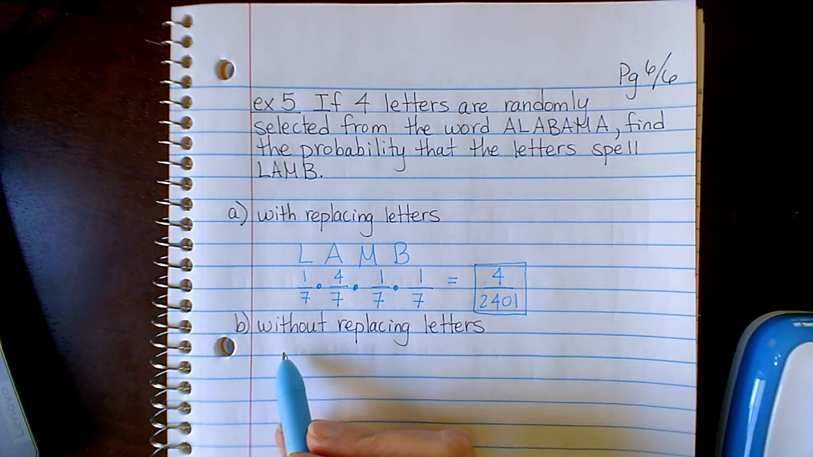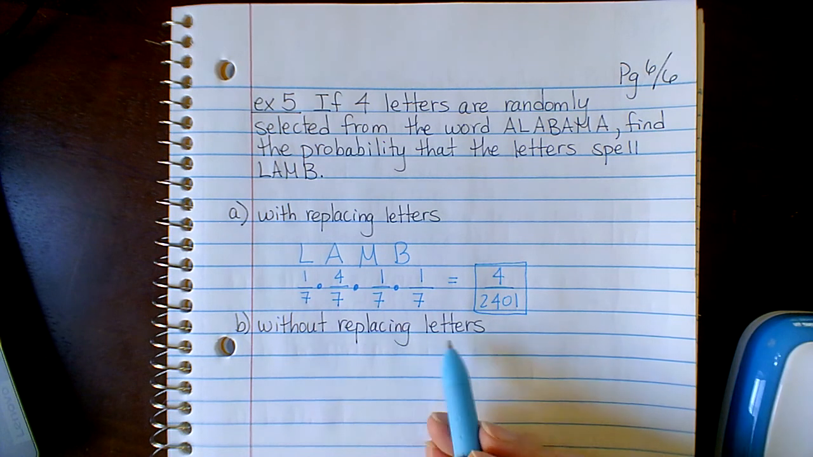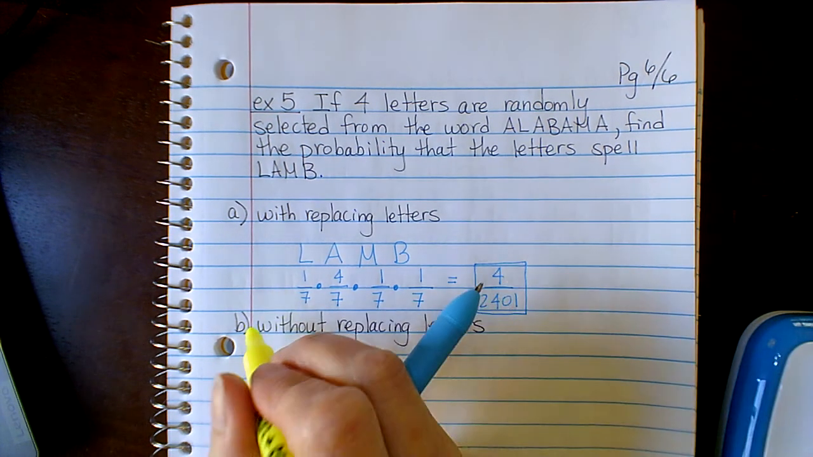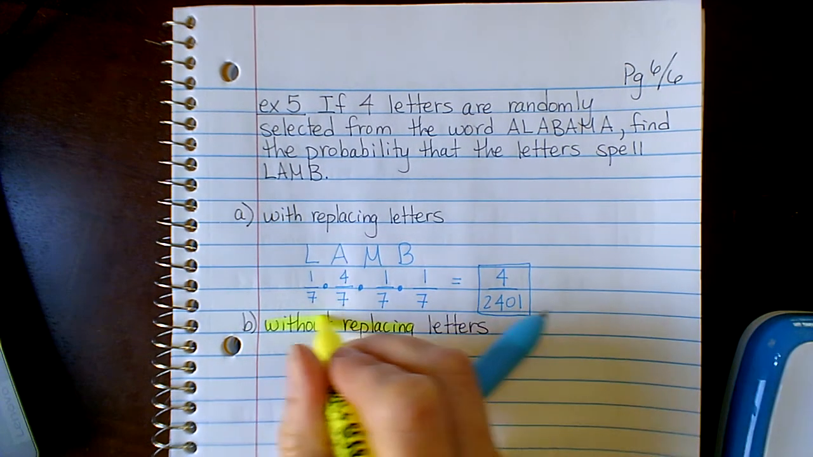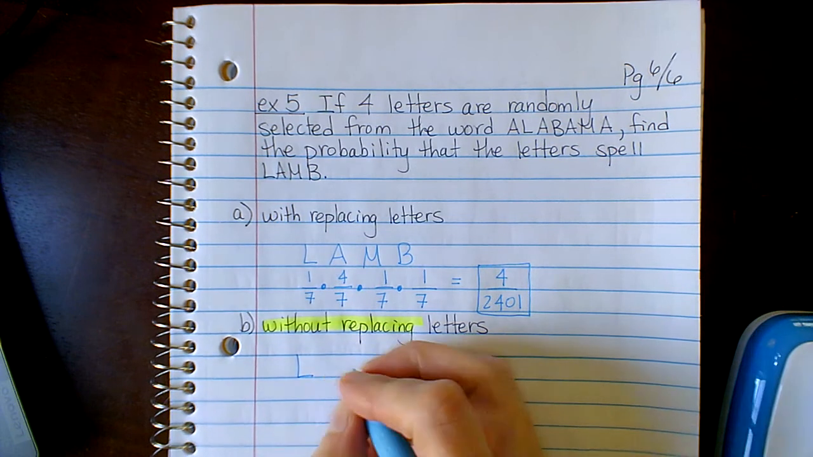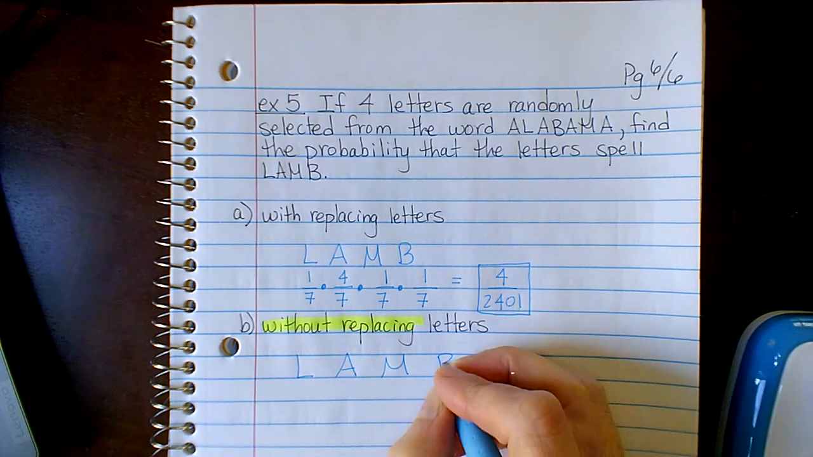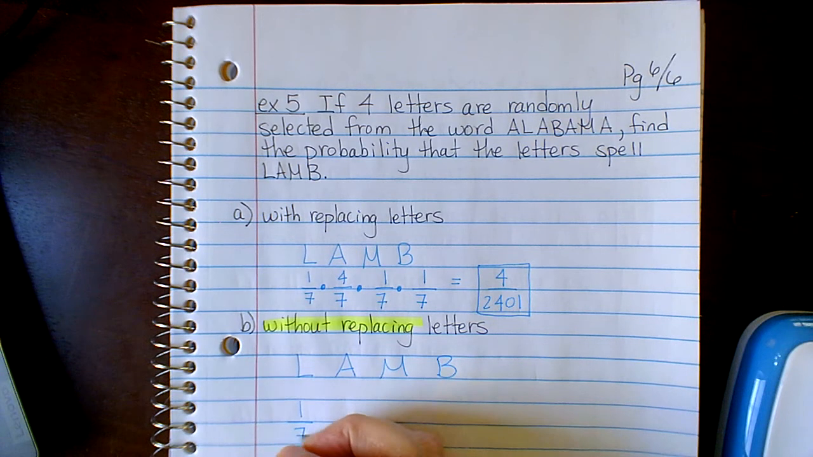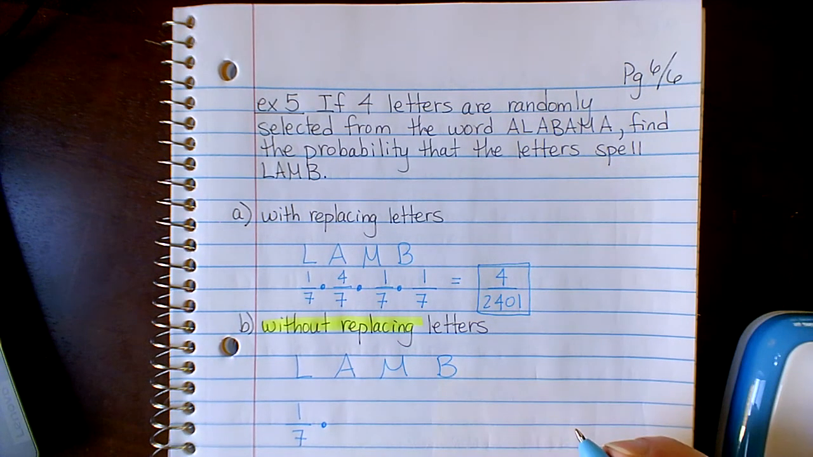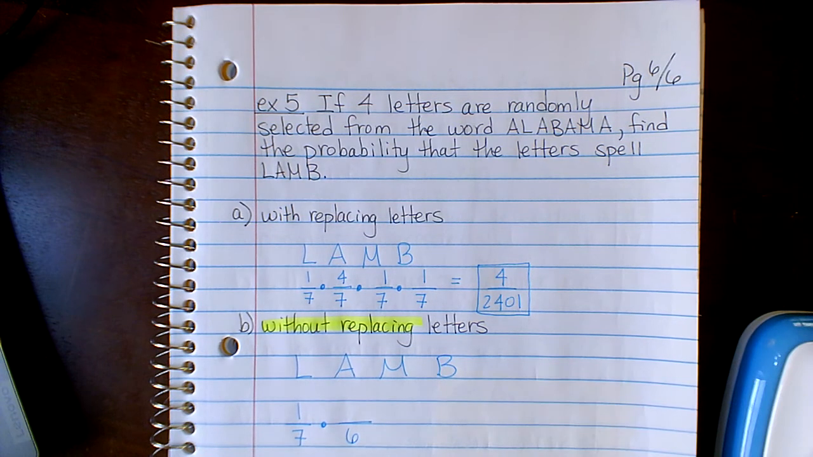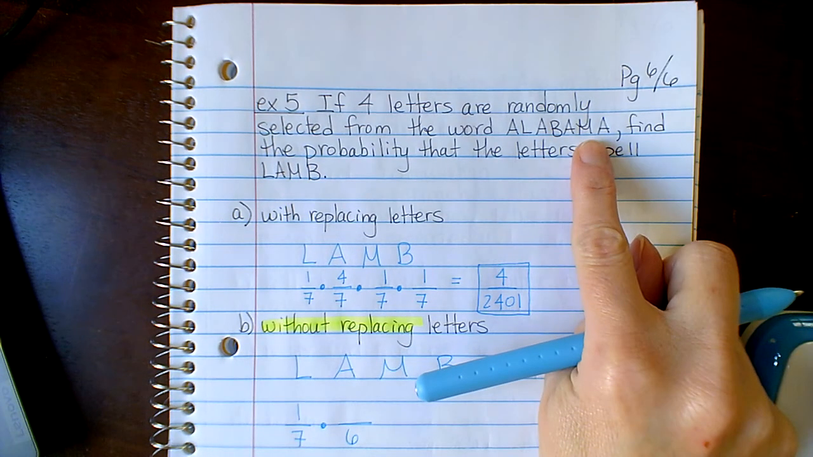Now let's do this again, but this time without replacing the letters. Okay. So I'm going to highlight this. We're not going to replace those letters. Okay, so for the L, A, M, B. The L probability is still 1/7, but now I'm not going to put that L back in there. So now for my second letter, I only have 6 letters to choose from. The L is gone.